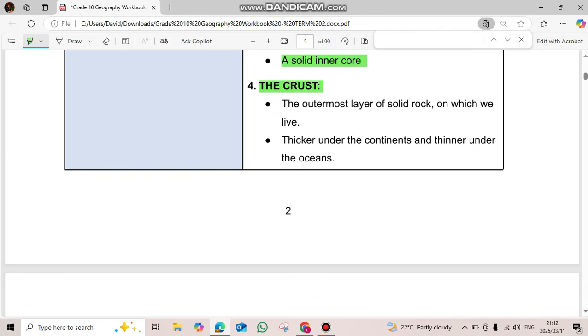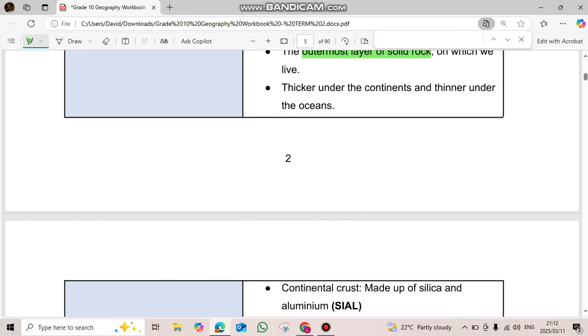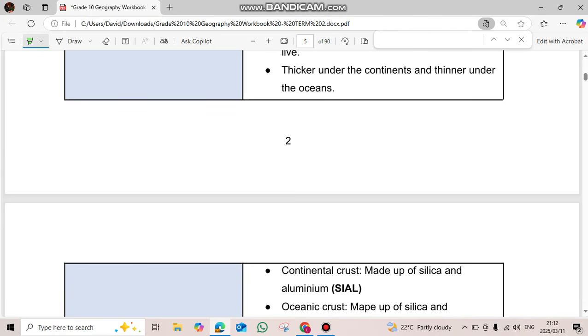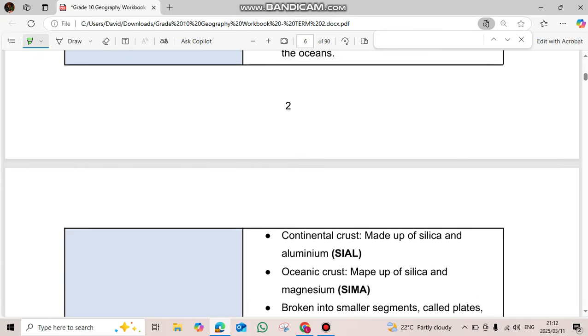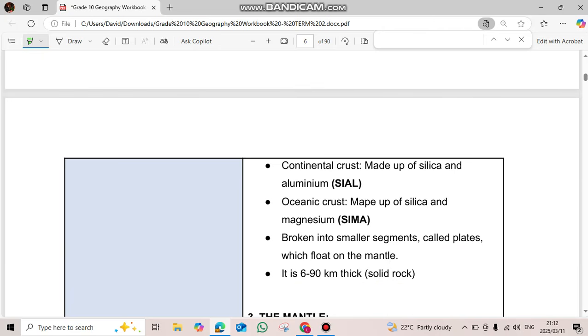So the crust, as I mentioned, is the outermost layer, and it is made up of solid rock. If we look at the composition of the crust, we can distinguish between two distinctive types of crust. We find our continental crust and our oceanic crust. Now, these two different crusts are made up of very distinctive minerals. In your continental crust, the crust is made up of silica and aluminium.